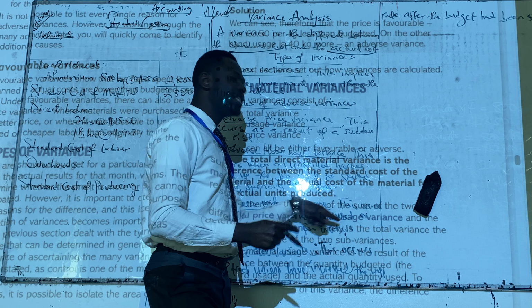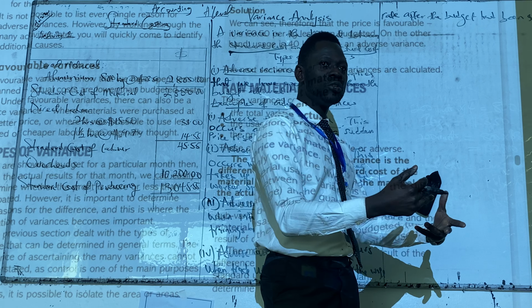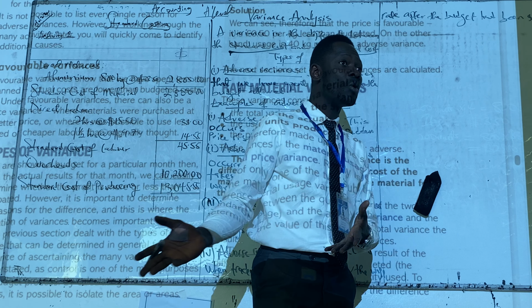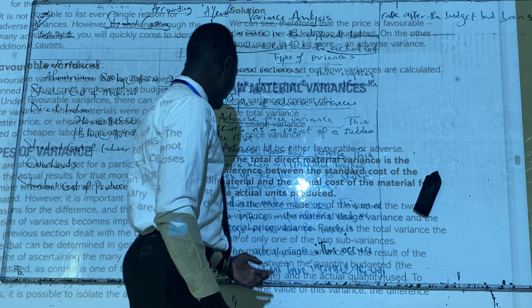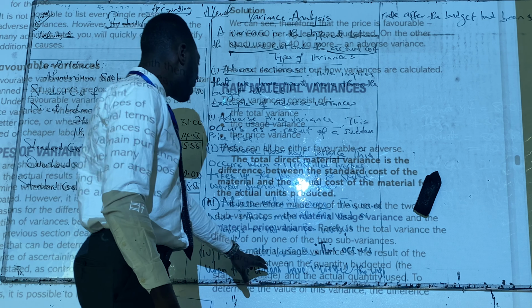Another one is the training. Those that you are supposed to train to be able to use resources, you did not train them well, so they're going to waste resources. That is adverse material usage. Do you get it? And the last one, adverse rate variance.